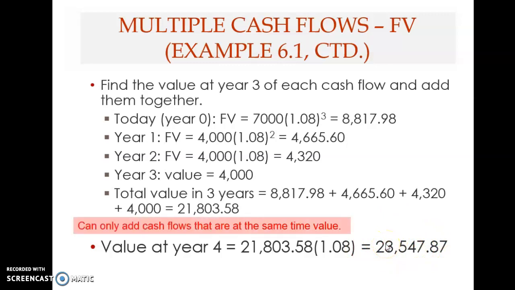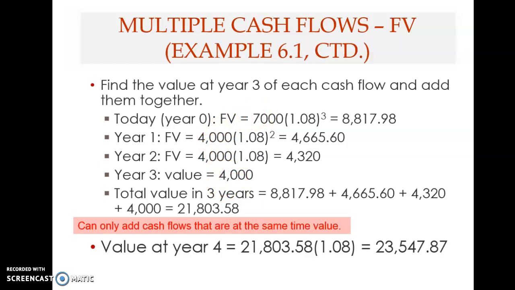Now, the important thing to note here is this. You can only add cash flows that are at the same time value. You add this, because all these cash flows now are at the same time value, meaning they are all in year 3. You cannot add 7,000 with 4,000 here, and this 4,000 with this 4,000, and this 4,000 with this 4,000, because they are all at different times. So this is an important principle to hold on to.